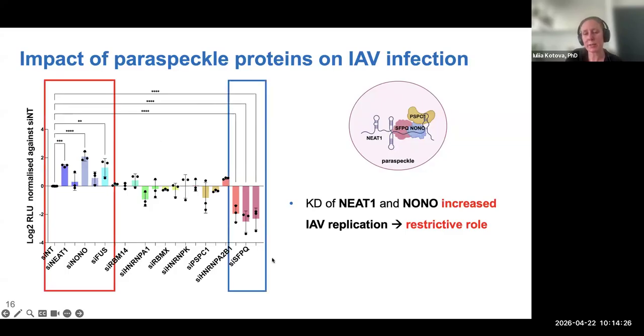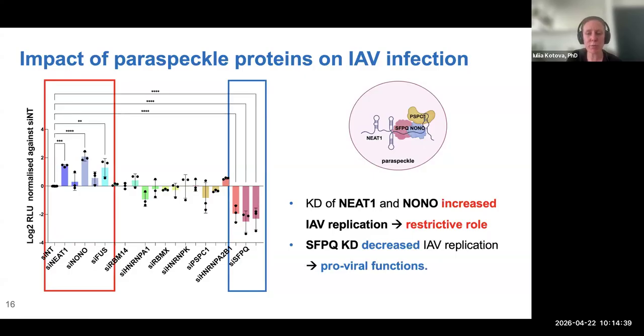And then we have proteins, for example SFPQ, that seems to be also shown before in the literature that if we downregulate this gene, the infection cannot proceed as efficiently. So it has a proviral function. And then we have several proteins that do not seem to play any role.